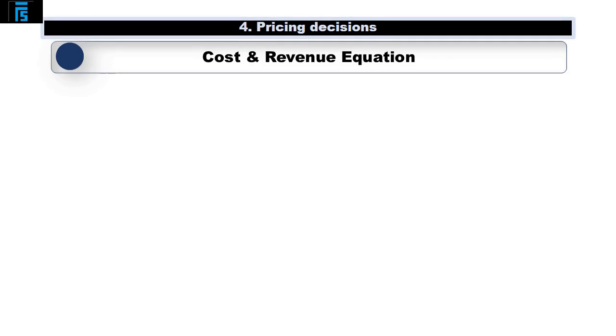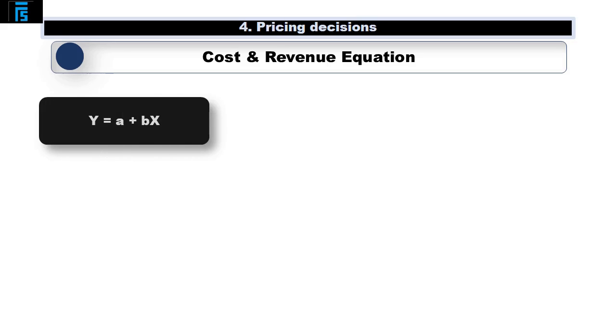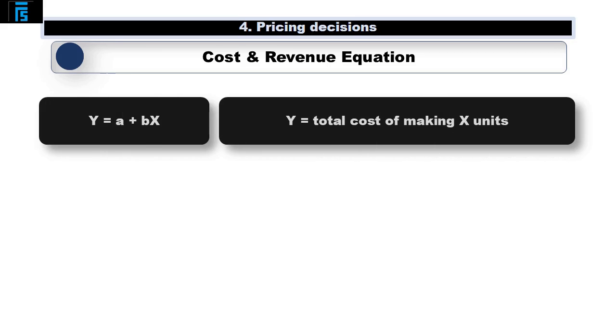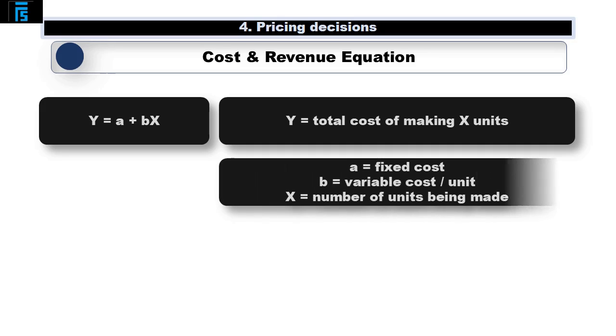Like with demand-based pricing, we can model costs and revenues using equations. By knowing how costs and revenues relate to each other, we can then determine an optimal output and an optimal selling price, just as we did with demand-based pricing. The equation we are going to use this time is y equals a plus b times x, where y is the total cost of making x units, a is the fixed cost, b is the variable cost per unit, and x is the number of units being made.